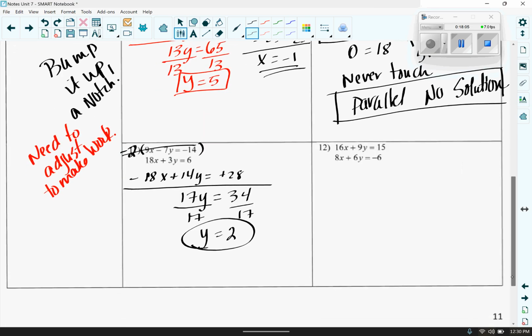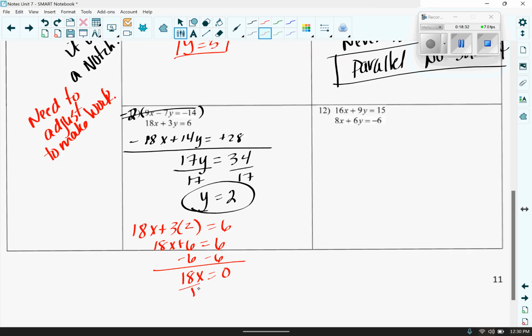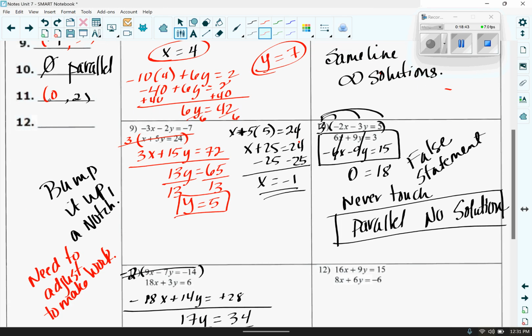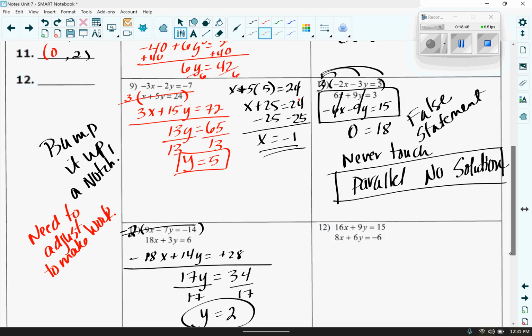And I need to find the x value on that. So let's go ahead and plug in 2 for y. I'm going to use that bottom one since I can see it. 18x plus 3 times 2 equals 6. Well, that's 6. So 18x plus 6 equals 6. Take away 6 from both sides. 18x is equal to 0. Now, I still have an x, so it's not a false statement because I can still divide by 18. 0 divided by 18 is still 0. So x equals 0. So (0, 2) is my solution. It is an ordered pair point.